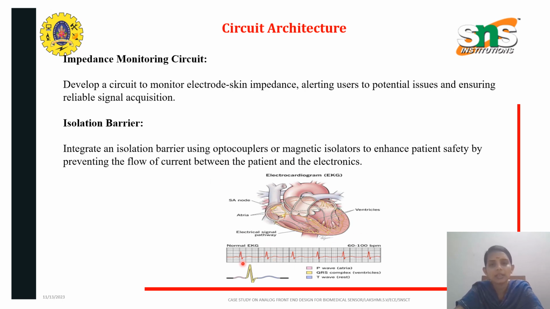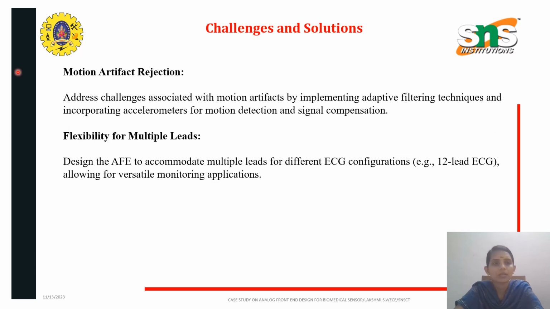So this is the normal ECG waveform as we have discussed, at the normal heart rate of 60 to 100 beats per minute. The challenges and the solutions. As we have told, the first thing is motion artifact rejection. Here for the motion, we go for adaptive filtering techniques to remove any noise present in the ECG signal.